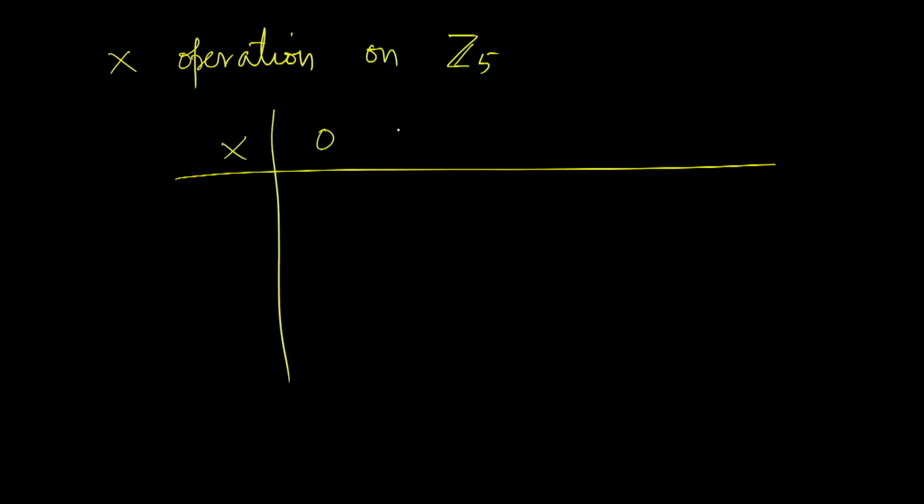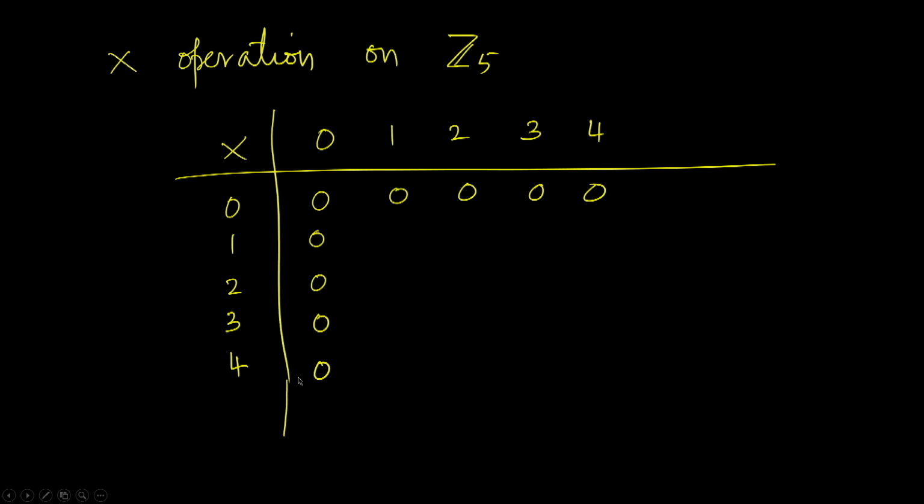When we come to the multiplication operation on Z5, 0 into x is 0. So, the top row is all 0. Similarly, the leftmost column is also all 0. 1 into x is x. So, here we have values in this fashion. Now, 2 into 2 is 4, 4 is 4 mod 5, 2 into 3 is 6.